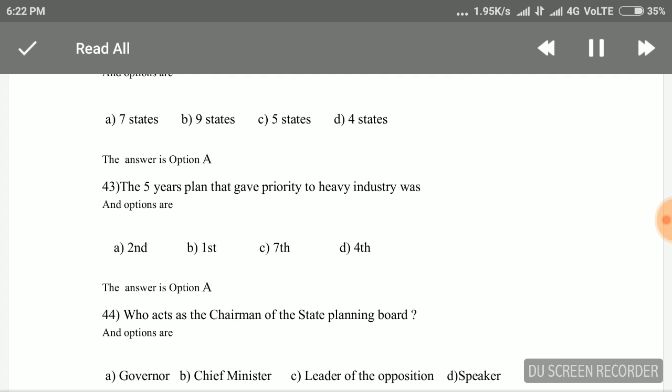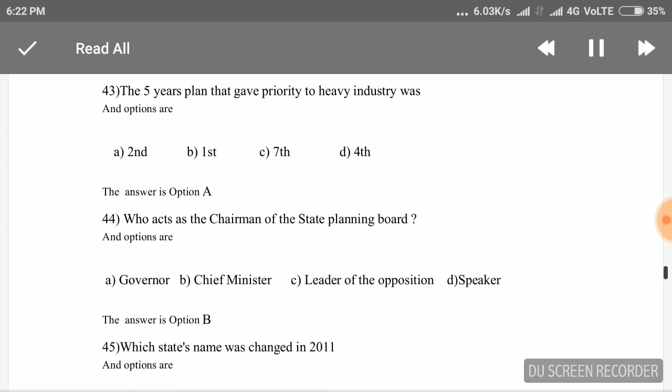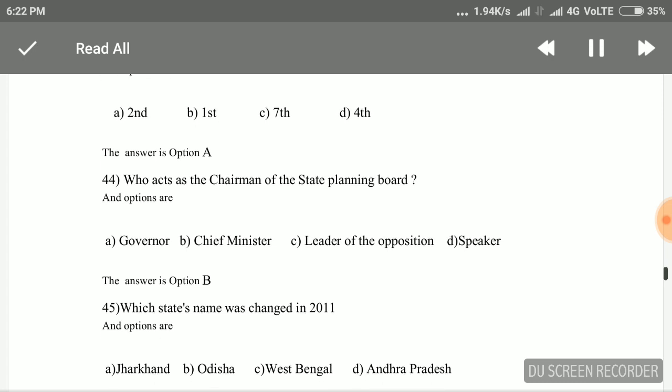44. Who acts as the chairman of the State Planning Board? Options are A. Governor. B. Chief Minister. C. Leader of the Opposition. D. Speaker. The answer is option B.